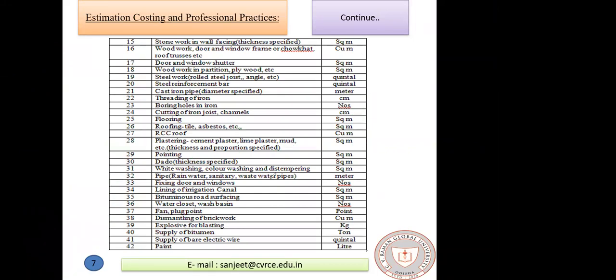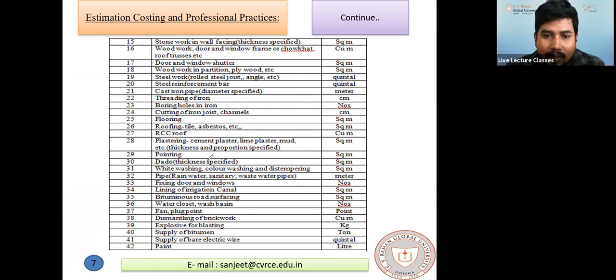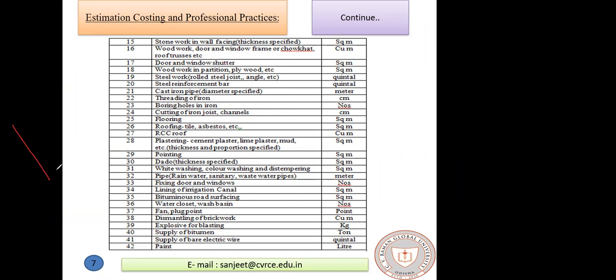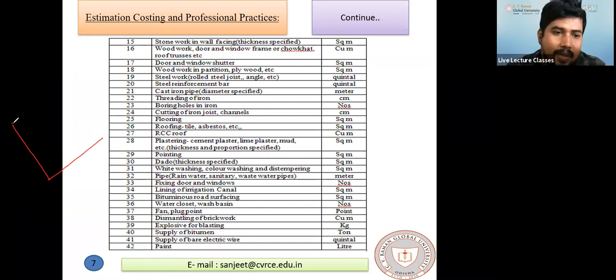Next, dado. Dado is also in square meter. What do you mean by this dado? Dado you might have seen. Suppose this is a building, right? This is a plan of a building.